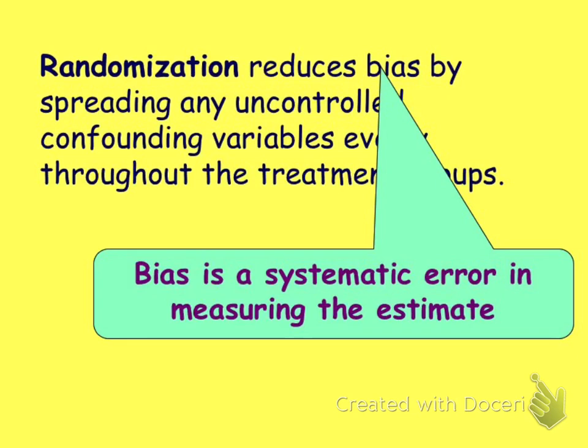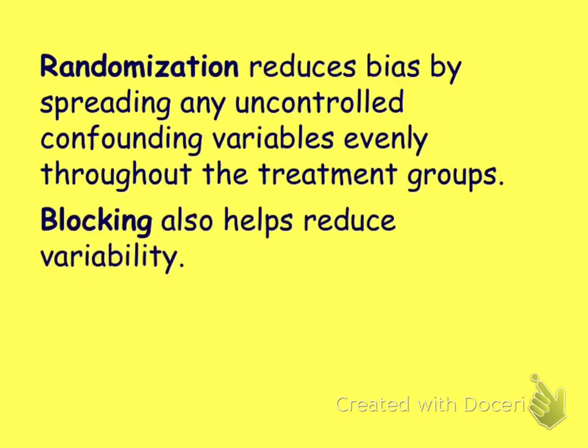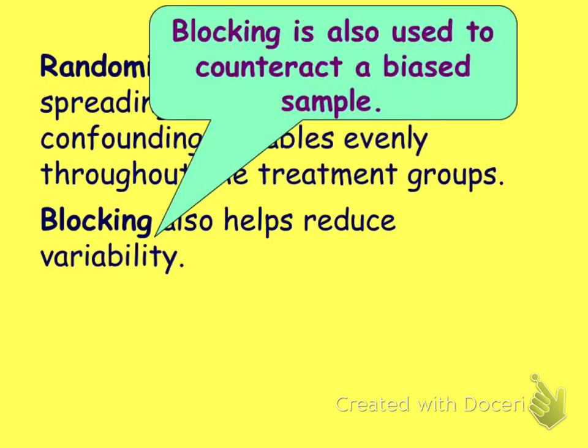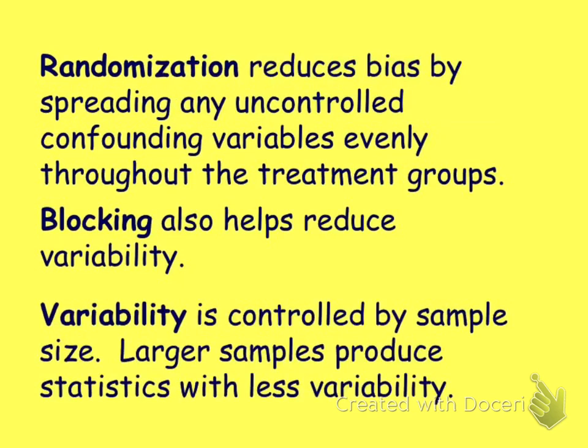Bias is a systematic error. We talked about that. Blocking helps reduce variability. So remember, think about blocking as stratified. Stratified has small variability, small range. Blocking is used to counteract a biased sample. And variability is controlled by sample size. Larger sample sizes have less variability, so they're an inverse relationship with each other. The larger the sample, the less variability I get.